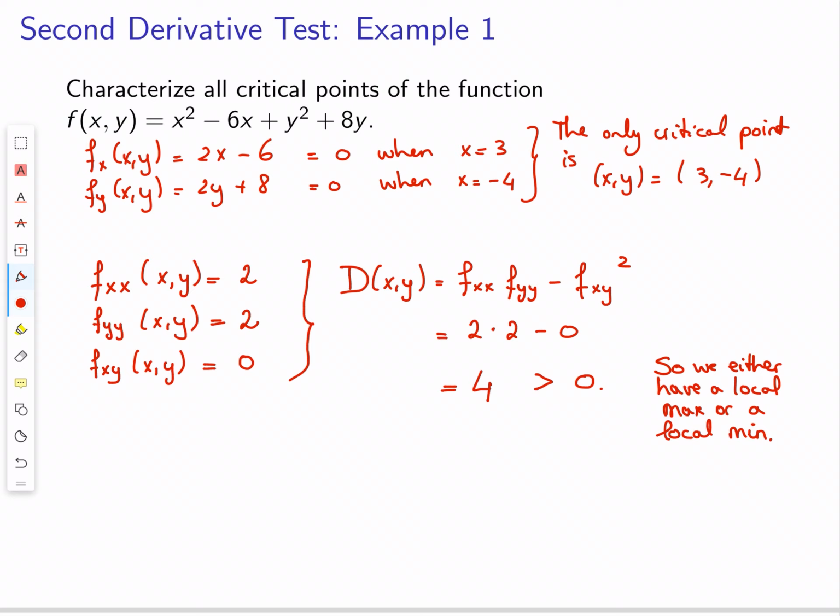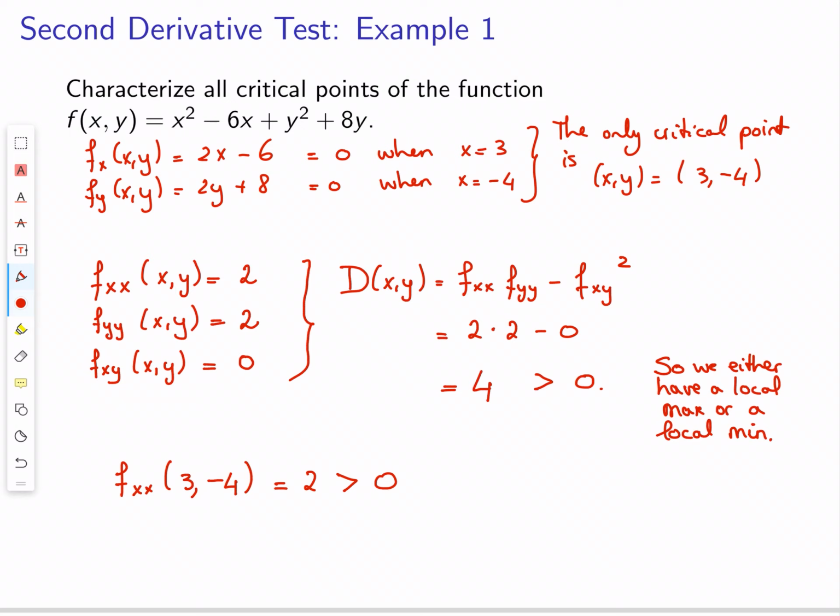And so to distinguish, we can calculate f sub xx at the point (3, -4). Notice that when we evaluated d, it didn't matter. For any point, d would be equal to 4, and certainly it would be equal to 4 at the point (3, -4). But for f sub xx, we have to, oh no, we don't have to evaluate it either. It's just equal to 2. Never mind. Anyway, it doesn't matter. It's fine to write that at the critical point, f sub xx is equal to 2, which is greater than 0.